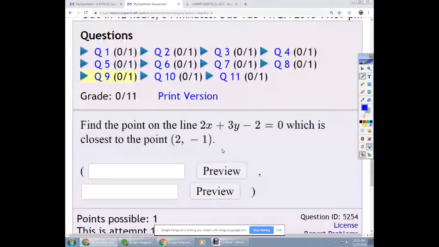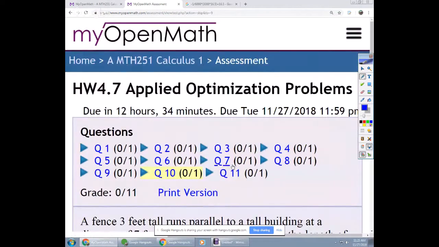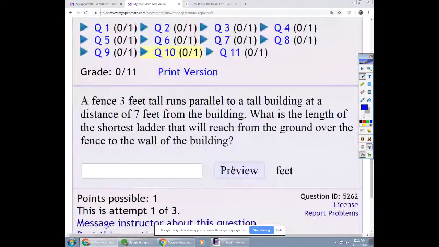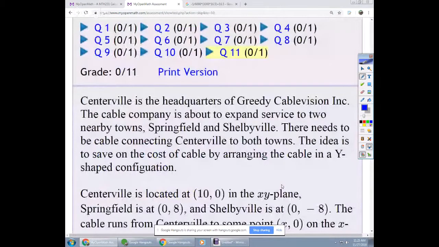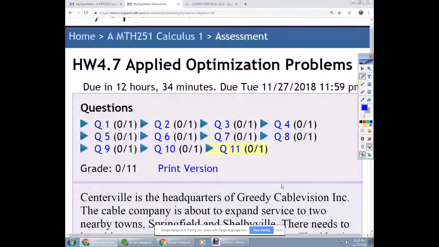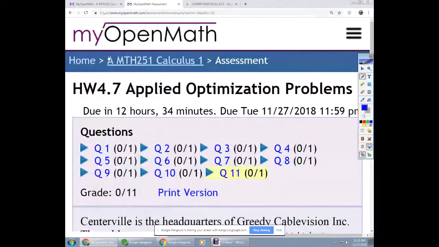Has rectangles. 9's not too bad. Fence, that's not bad. That's kind of like 7. And we did this one in class the other day. Yep. All right, so I'm gonna let you guys struggle another day with these.